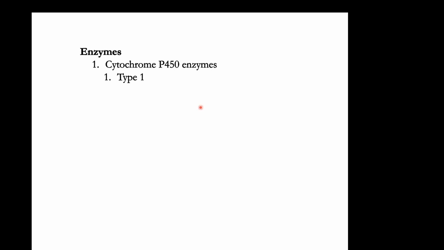Now there are two major enzymes. One is the cytochrome P450 and the other one is the dehydrogenases. In the cytochrome P450, or simply P450, there are two types of enzyme, type 1 and type 2. In humans, there are 57 different types of P450 enzymes, and type 1 has approximately 7 different types.